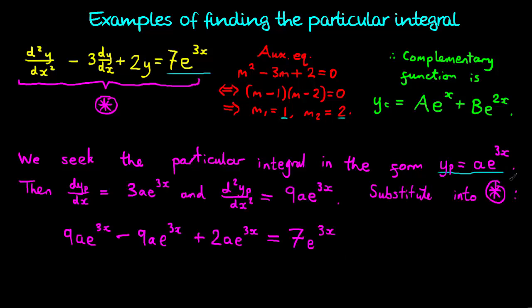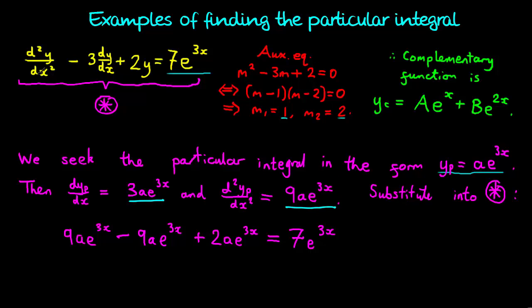Now the way that we actually do that is to take our trial function, a e to the 3x, and substitute it into star. In order to do that, we know what y is, because it's going to be a e to the 3x, but what about the derivative and the second derivative? So we should compute those first. If we differentiate a e to the 3x with respect to x, a 3 comes in front, so we get 3a e to the 3x. And similarly, if we differentiate that again, we get the second derivative, so that's going to be 3 times 3 times a e to the 3x, in other words 9a e to the 3x.